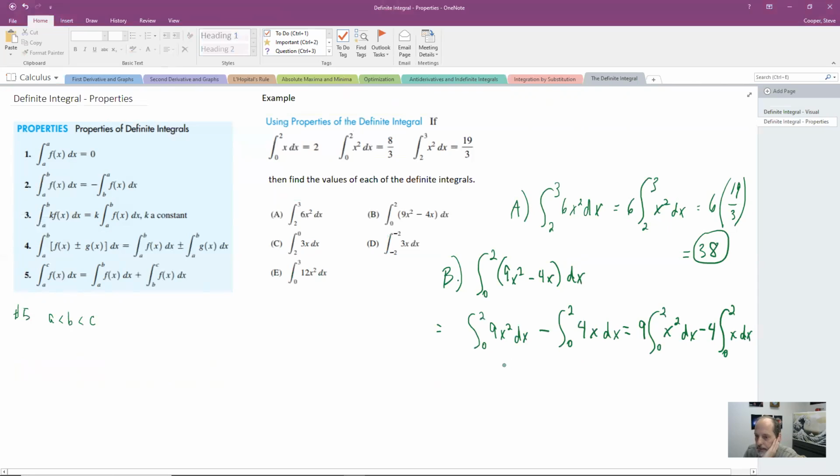So let's just start substituting. So 9 times the integral from 0 to 2 of x squared is 8/3. Minus 4 times the integral from 0 to 2 of x, which is 2. So it's going to be 24 minus 8. So 16. Okay, any questions how I got that?